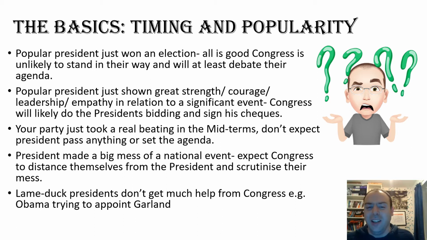So again, a president who is unpopular and doing a bad job, Congress, and potentially members of Congress even in their party, are likely to step aside or step away from them. Lame duck presidents, you really can't get anything done. So this is when essentially everyone knows you've got a sell-by date in America. You're going. So Obama, at the end of his second term, couldn't get much change out of Congress. For example, he tried to appoint Garland to the Supreme Court, and Congress wasn't having any of it.